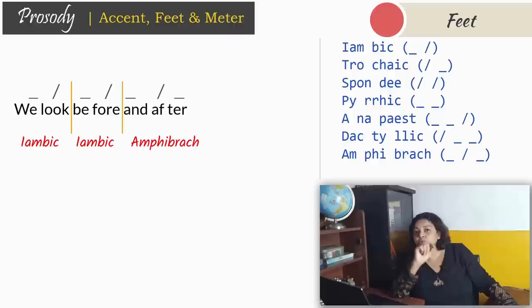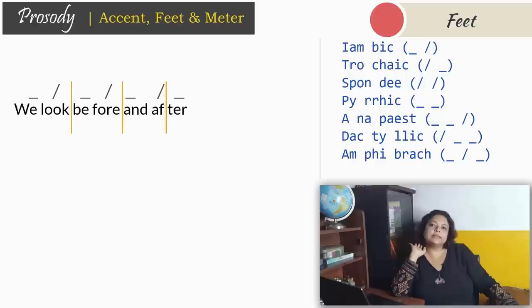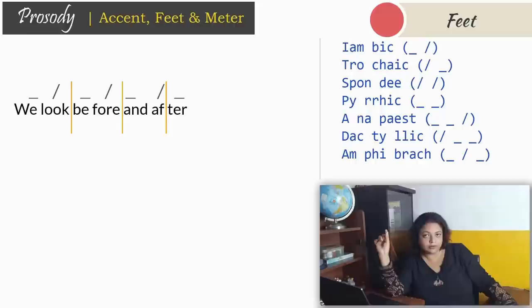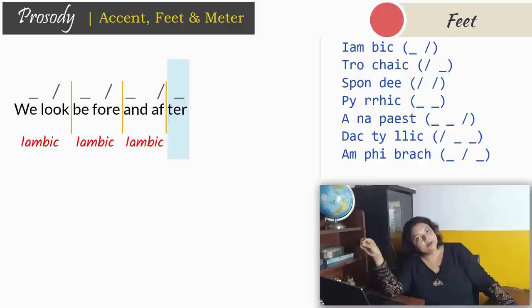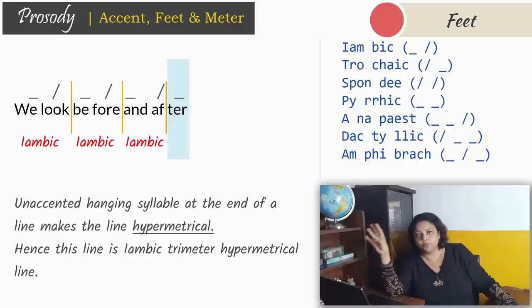Okay, you are free to do one more thing. Turn it into an iambic line. Throw that T-E-R outside. So that T-E-R, the unaccented part of after, is hanging out without any accent, all alone, and this line is called hypermetrical. So when you have an unaccented syllable at the end of a line hanging alone, then it is not a foot. This line is hypermetrical, and here we have how many feet? We look, one foot; before, second foot; and af, third foot; ter, no foot. So it's an iambic trimeter hypermetrical line.